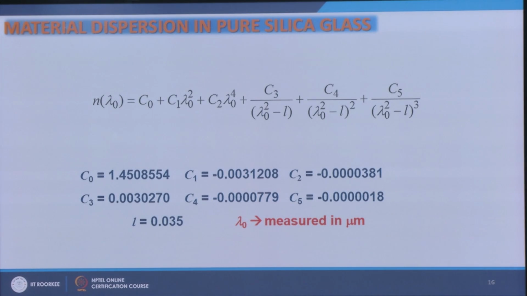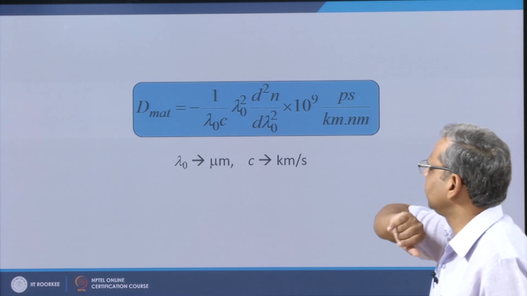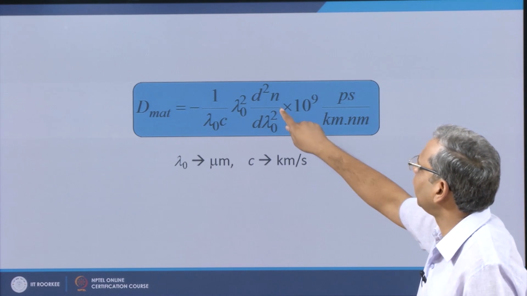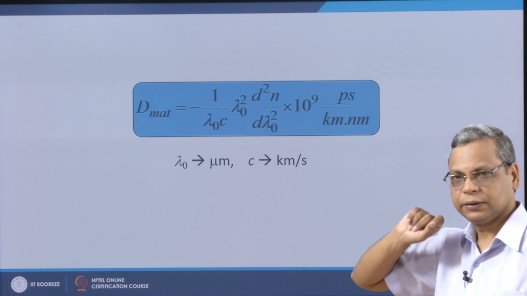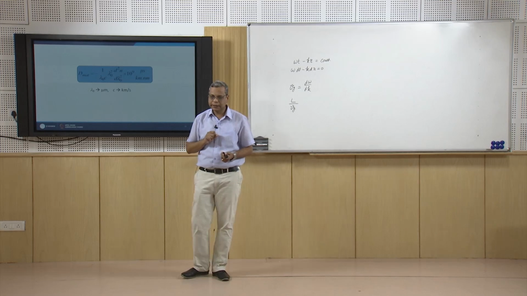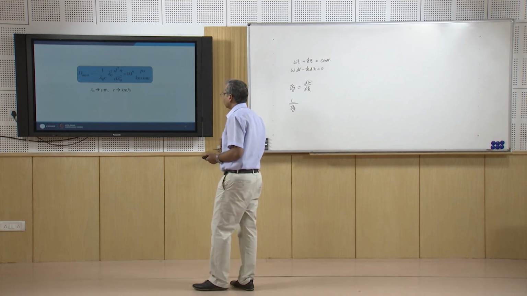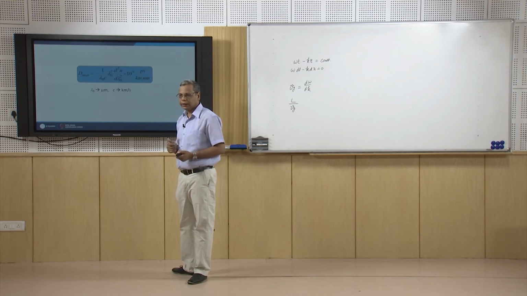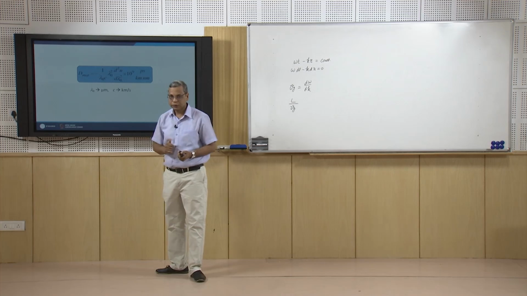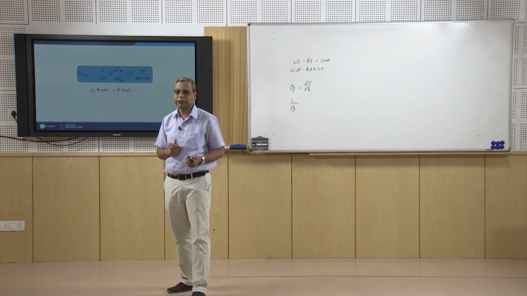So, now let us look. If I again go back and see that this material dispersion coefficient depends upon how the refractive index of the material changes with wavelength. So, I need to know what is the second derivative of n with respect to lambda, and this is the characteristic of a material. For different materials it would be different. So, different materials will exhibit different material dispersion characteristics.